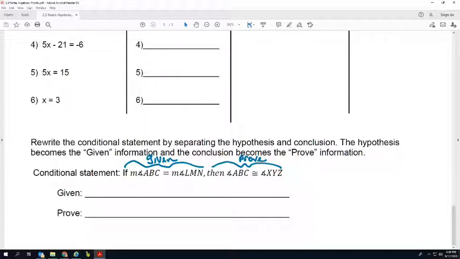So when they ask me for the given information, what's been given to me is that the measure of angle ABC is equal to the measure of angle LMN. Make sure that looks like an angle. The prove part then is going to be that angle ABC is congruent to angle XYZ.